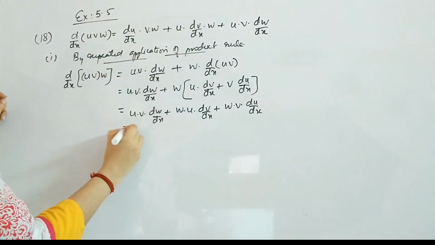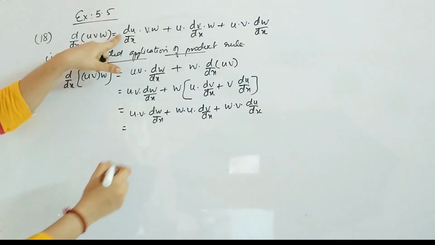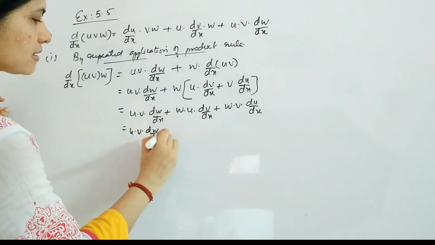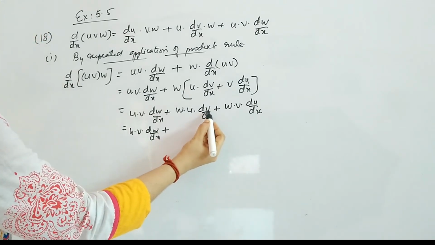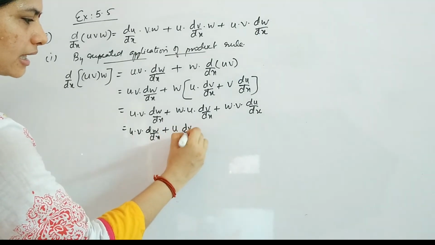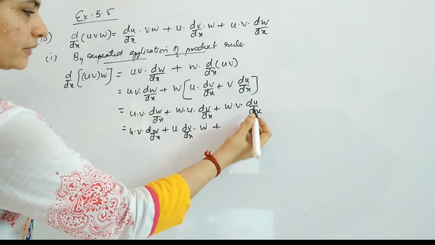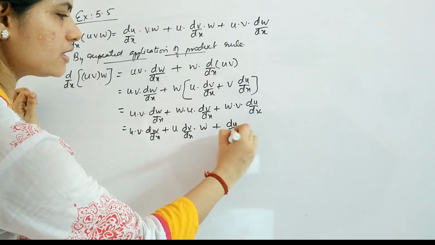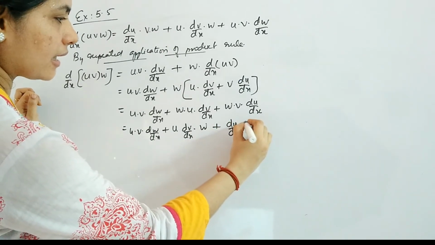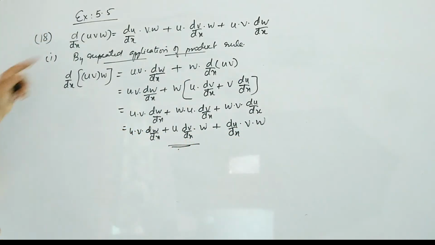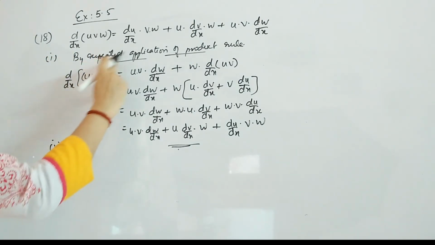Now you can just rearrange the terms as given in the question. You have to prove that du by dx into v into w, plus u into dv by dx into w, plus u into v into dw by dx. When you take the derivative of the second one, you write it in that position, and similarly for the first and third. Clear? So this is what you have to get in your show that process. This is your repeated application of product rule.